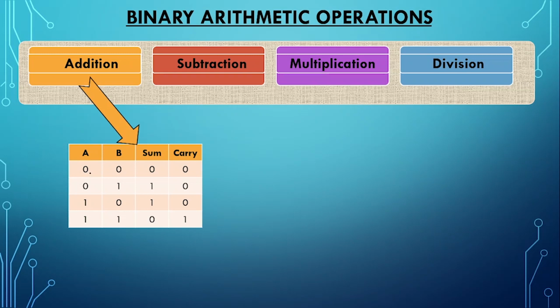Okay, so if 0 plus 0 is performed, then sum will be 0 and carry will not be generated, so carry will be 0. If 0 plus 1 is performed, then sum will be 1 but no carry will be generated, so carry will be 0. If 1 plus 0 is performed, then sum will be 1, carry will not be generated, hence carry will be 0. If 1 plus 1 is performed, then sum will be 0 and carry will be generated, which is 1.